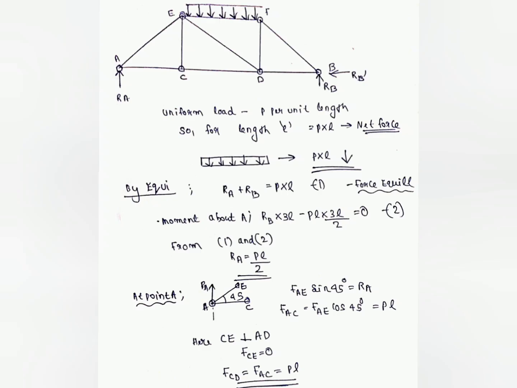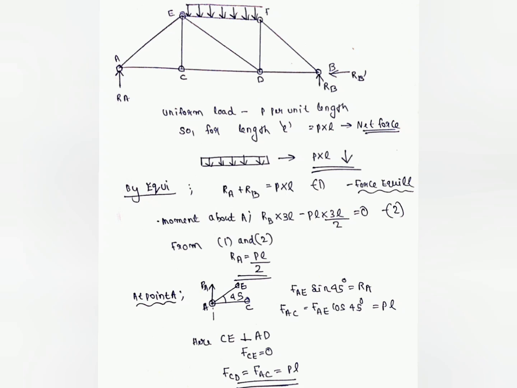Okay, so the very first step is to find the net effective force from that uniform load P. We know they have already given P. There's a uniform load of P per unit length. So for a length L, the net effective resultant load along that uniform region will be P into L. So there is a net force of P into L acting downwards on that member EF. So first we got that net effective force, that is PL.